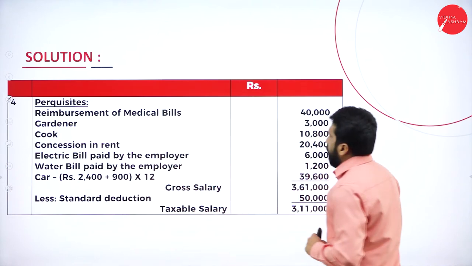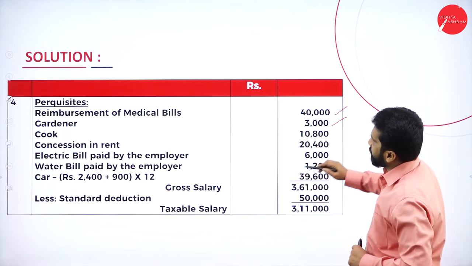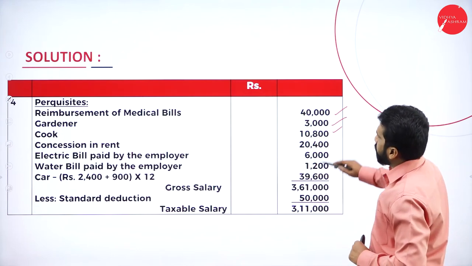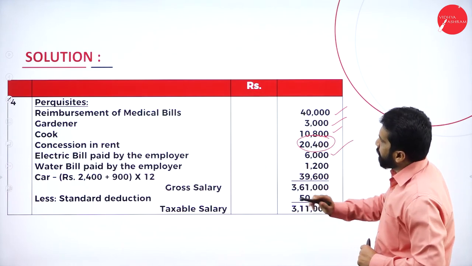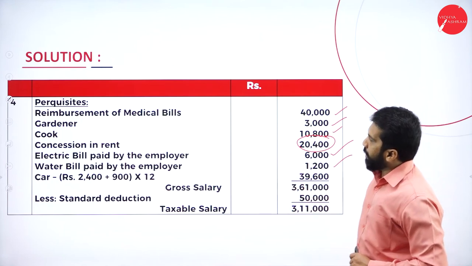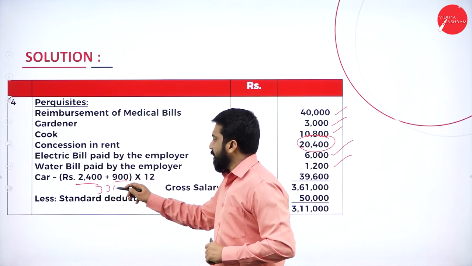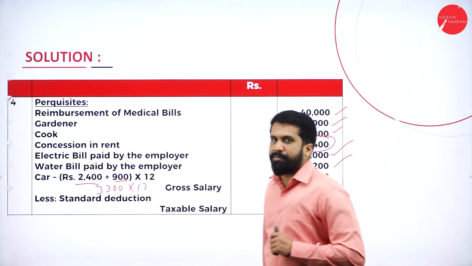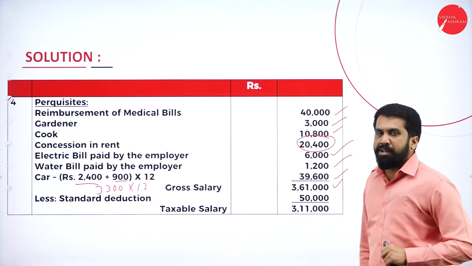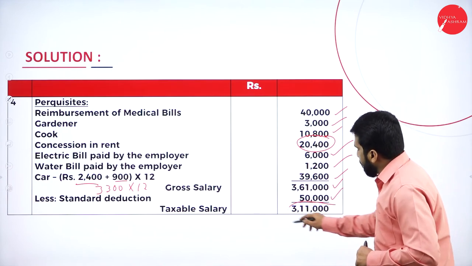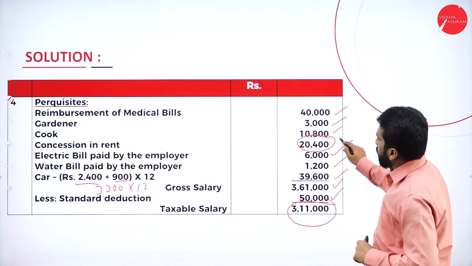Now your reimbursement of medical bill taxable, gardener taxable, cook taxable, then profit, concessional rent, I'll come back to later. Electricity bill taxable, then water bill taxable. Car, as I told you, 2,400 plus 900, it will be 3,300 multiplied with 12 because it is a big car. Now, this is also taxable. Total 361,000 minus 50. Your answer is 311,000. Clear? Yes. Now, I'll come back to this.